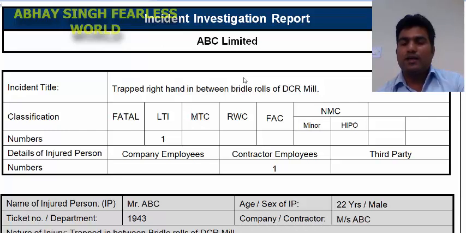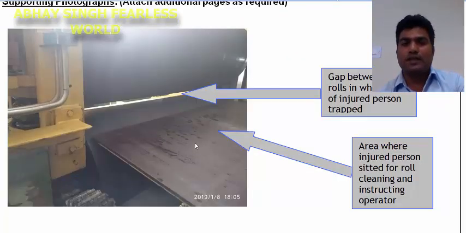First of all, I will try to make you understand through pictures how the incident happened and what the cause was. This is the place where the incident happened. These are the two rollers, and you can see there is a gap between the two rollers. A person was standing here and tried to clean the roller, but the roller was in running position, and the hand of the operator got trapped between the two rollers. So this is the gap between the two rollers in which the hand of the injured person was trapped. This is the area where the injured person sat for roll cleaning and instructing the operator. This was the place of the incident.